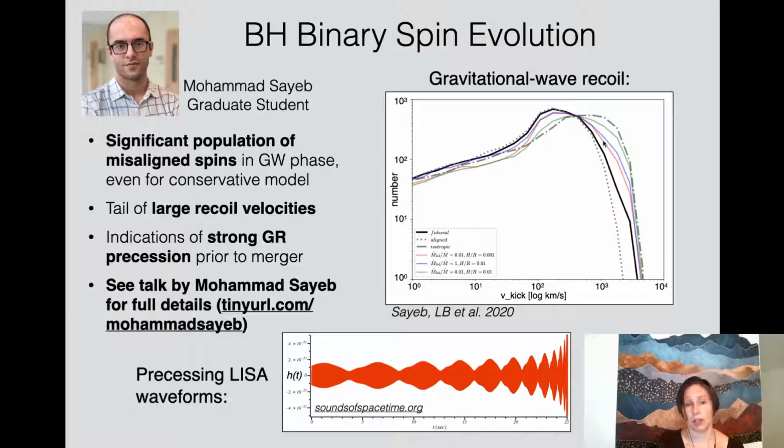And we also find indications that strong GR precession might persist down to merger in some cases, which, if the amplitude of precession is high enough, could result in a precessing waveform signature, something like this, that could be observed. So again, I'll refer you to his talk for more details.